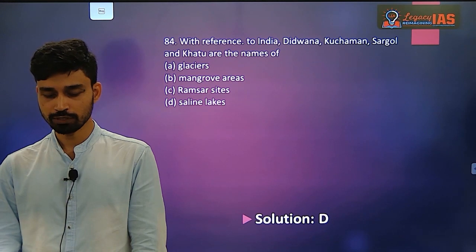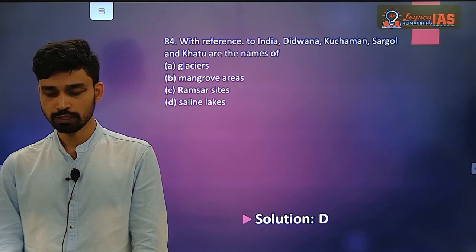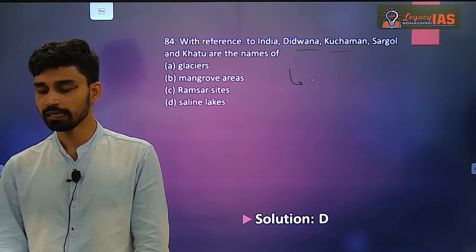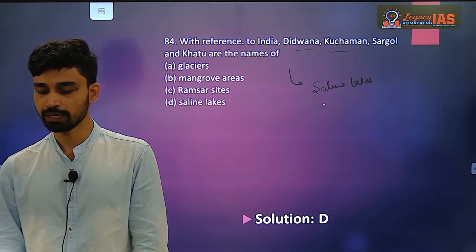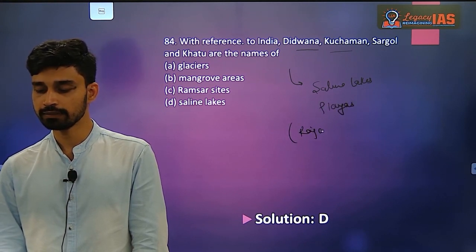Next is, with reference to India, Didwana, Kuchaman, Sargol and Khatu are the names of which of the following. So, this is again a factual question. The Didwana, Kuchaman, Sargol and Khatu are all the names of saline lakes. These are also called playas, and all these lakes are located in the state of Rajasthan.